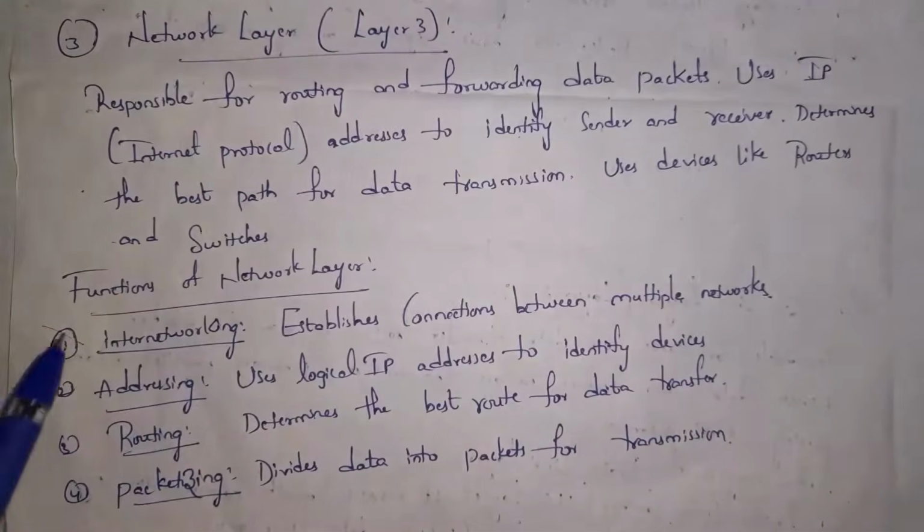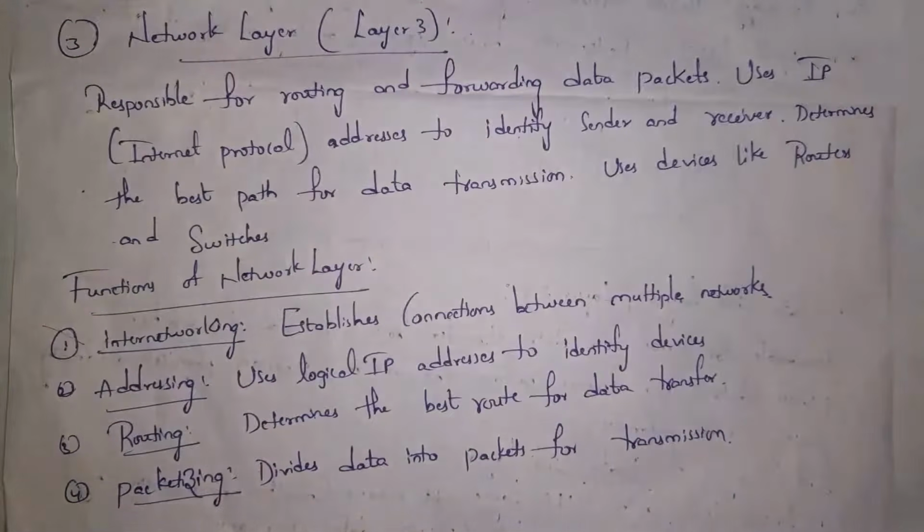And the first one is internetworking. Internetworking means connecting multiple networks. And the second one is addressing. The network layer will identify the device based on IP address. At first, data is sent to the router based on IP address. From the router, data reaches the computer based on MAC address, as each computer will have a unique MAC address.